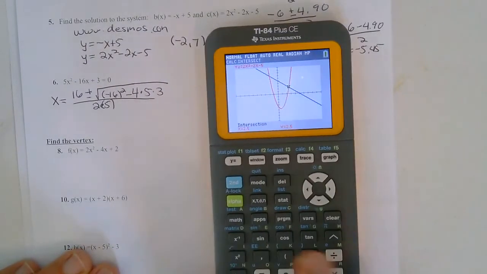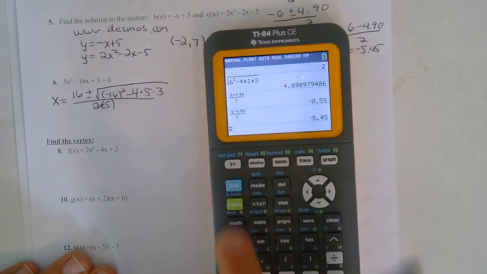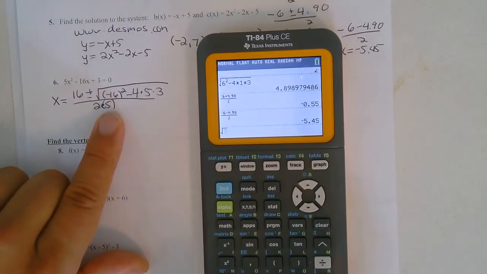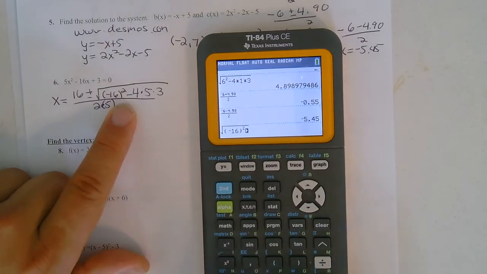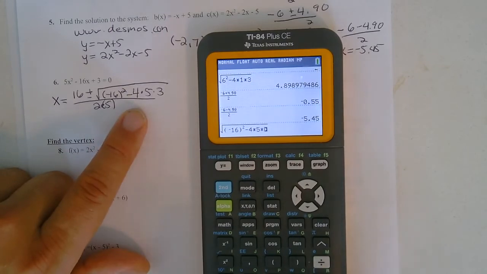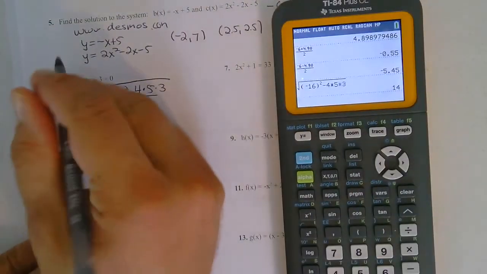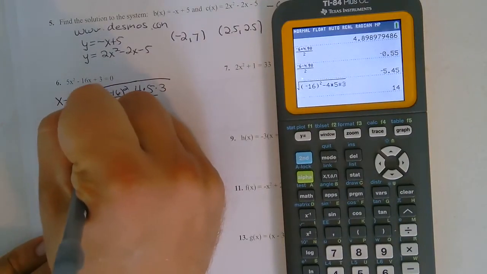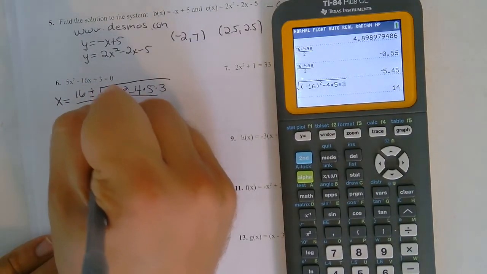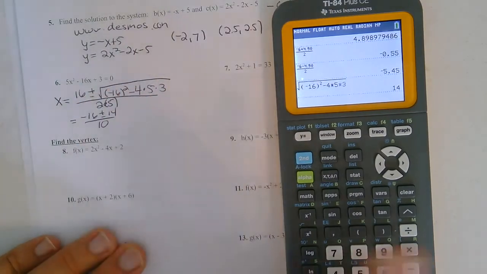Then what you would do here is go second square root. Second square root, and then of, and go negative 16, and then squared, minus 4 times 5 times 3. And that gives us 14. So this is negative 16 plus or minus 14 over 2 times 5 is 10.